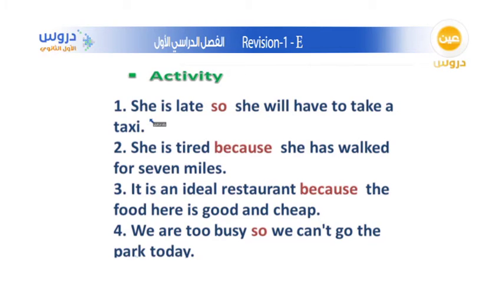Number 4, we are too busy, so we can't go to the park. We can't go to the park. So here is dealing with the results. And because is given the cause.